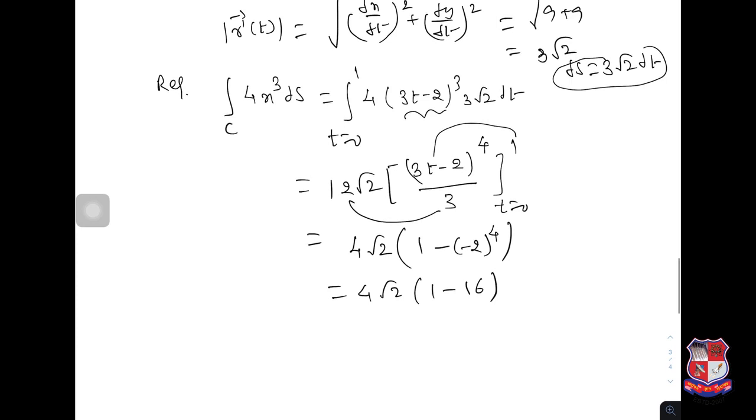So answer is minus... sorry, that 4 is also there. So because x power n plus 1 upon n plus 1, so this 4 12 cancel, so this is not there, this is also not there, minus 15 root 2, that is the answer.